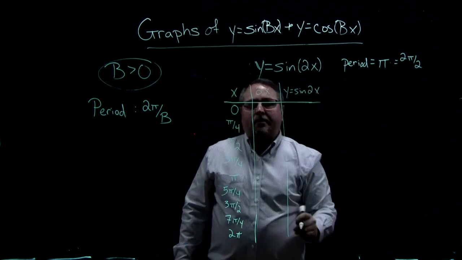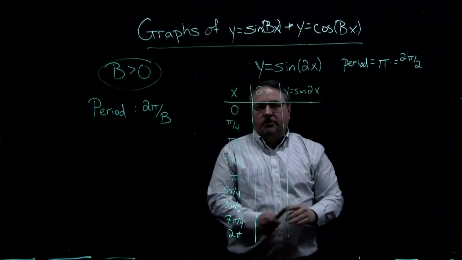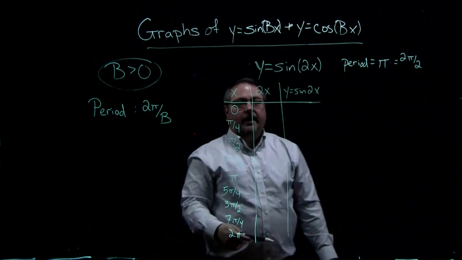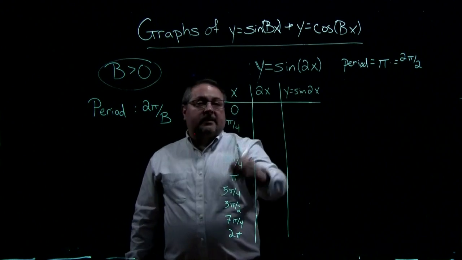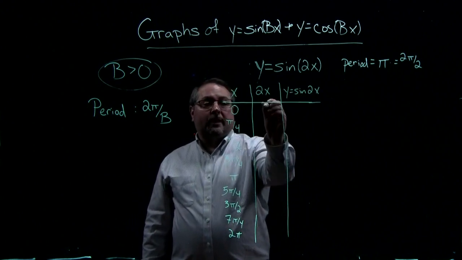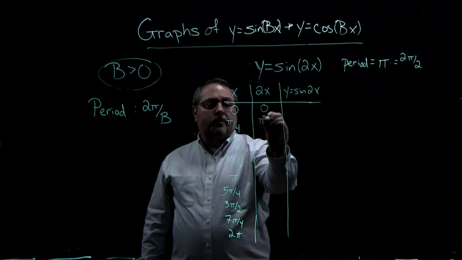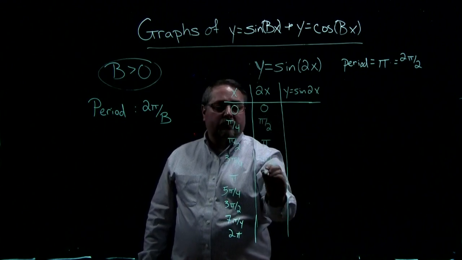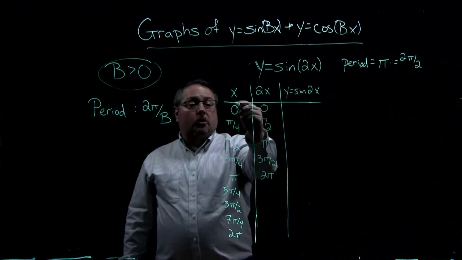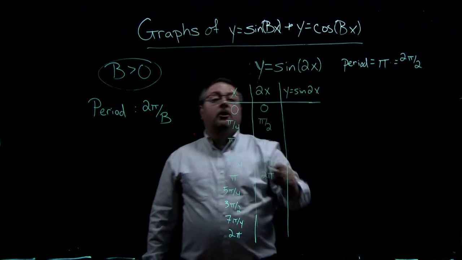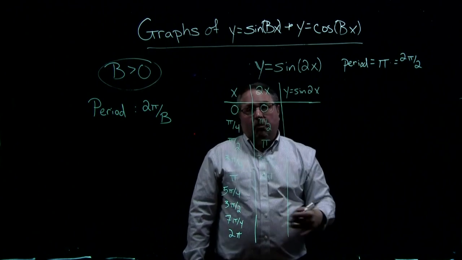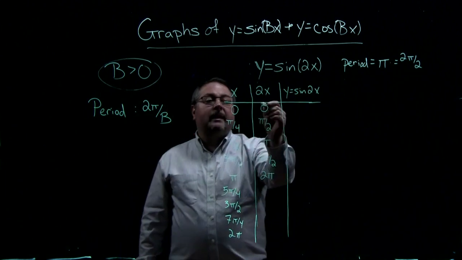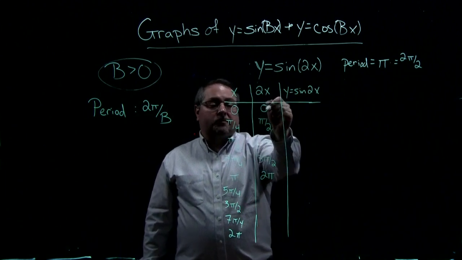Okay, so notice what happens when we take x and multiply it by 2. So here I've just run x from 0 to 2 pi, but I've used the multiples of pi over 4. If we take those x's and multiply them by 2, now 2x becomes 0, pi over 2, pi, 3 pi over 2, 2 pi. So as we run x from 0 to pi, 2x is going through twice as fast because we're multiplying x by 2. So in the time it takes for x to go from 0 to pi, 2x goes from 0 to 2 pi.